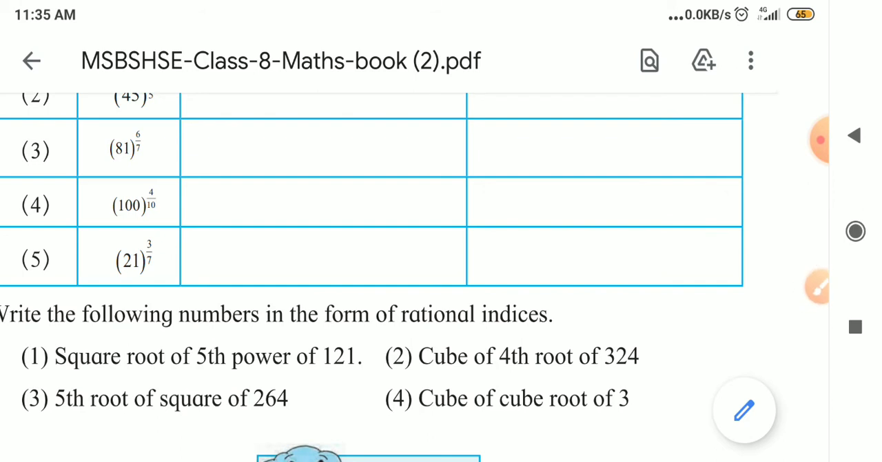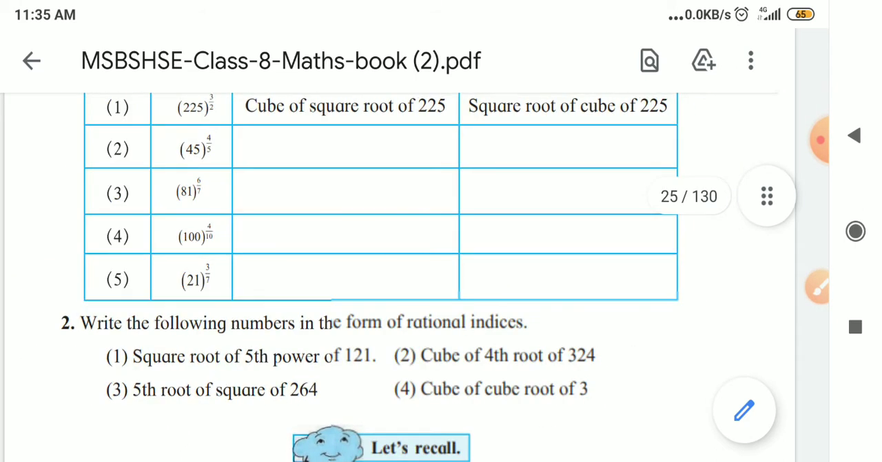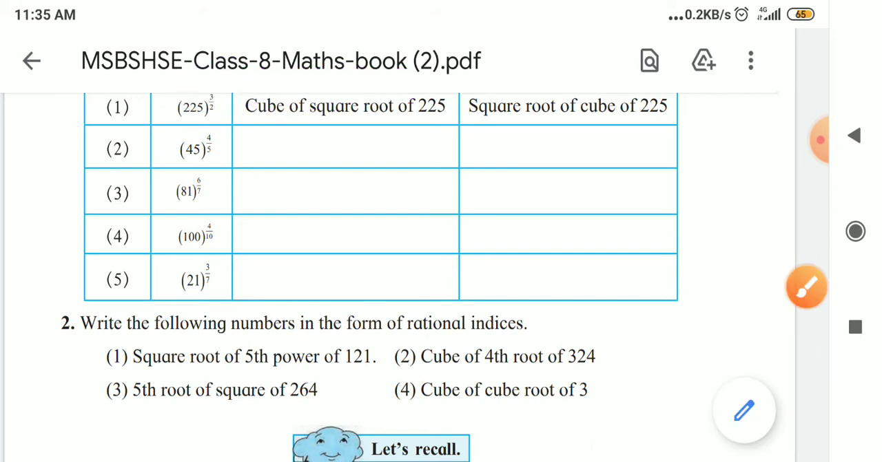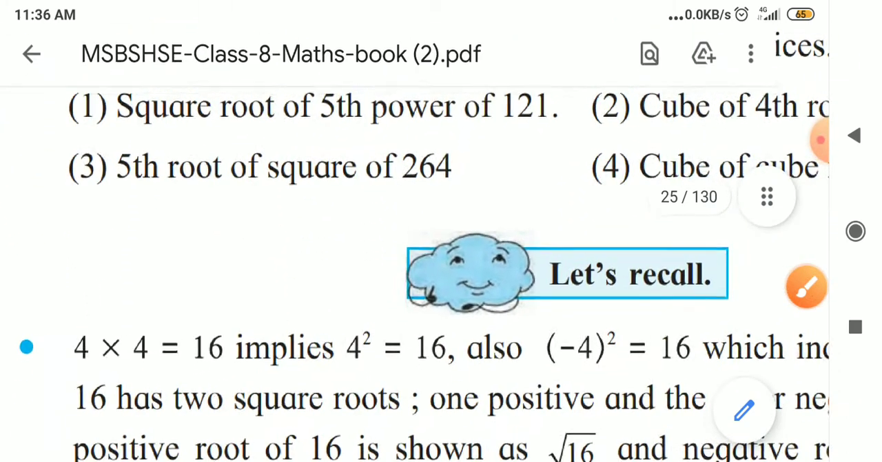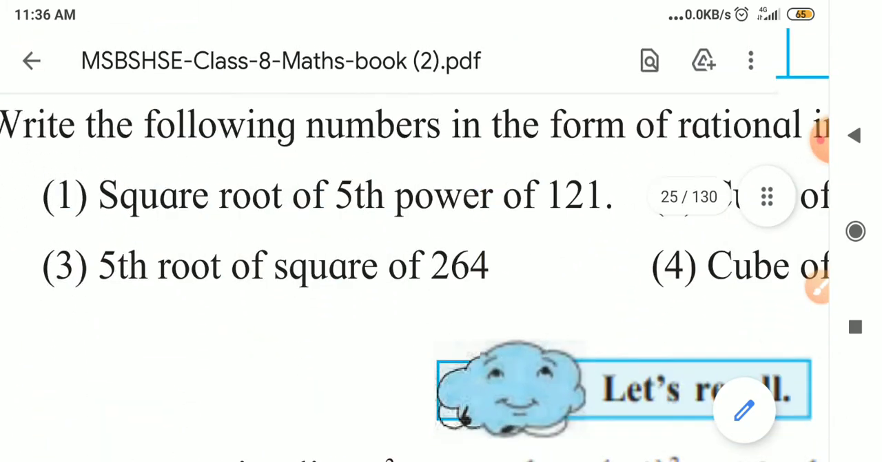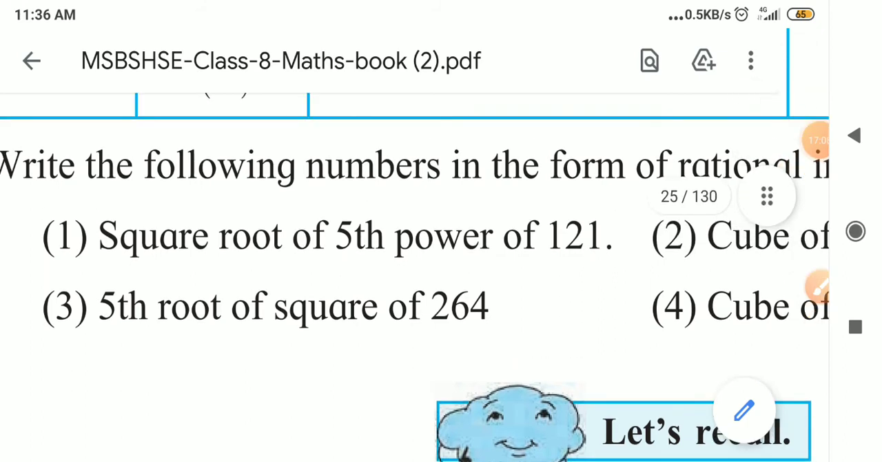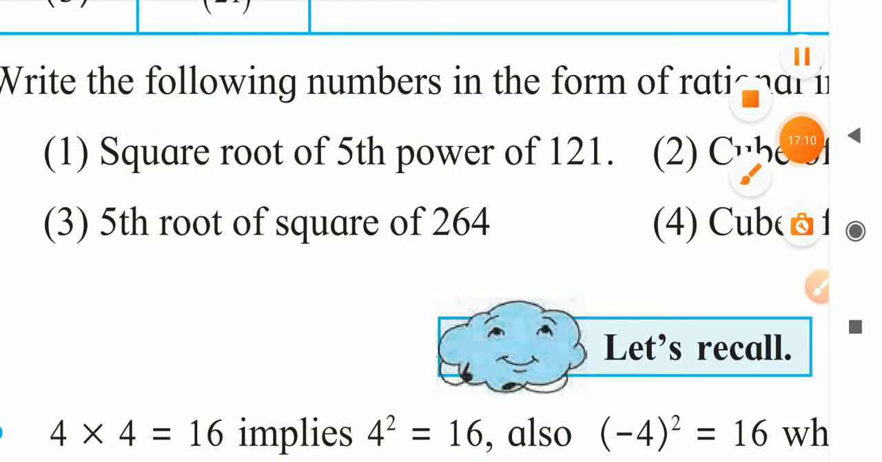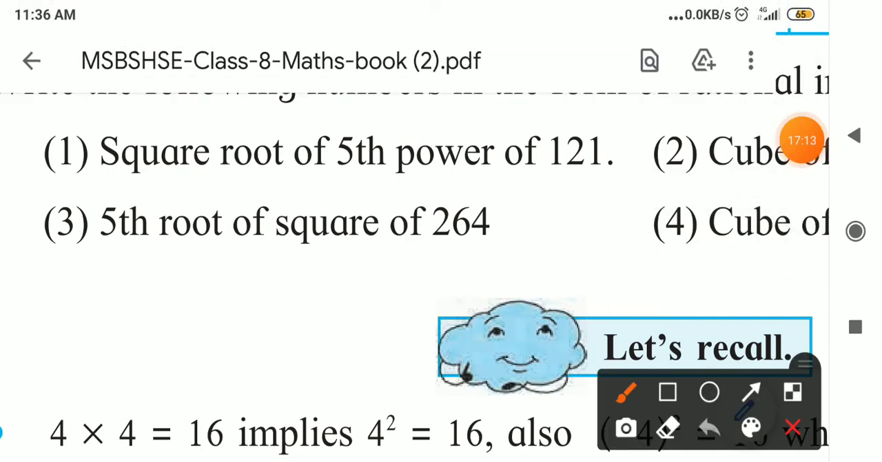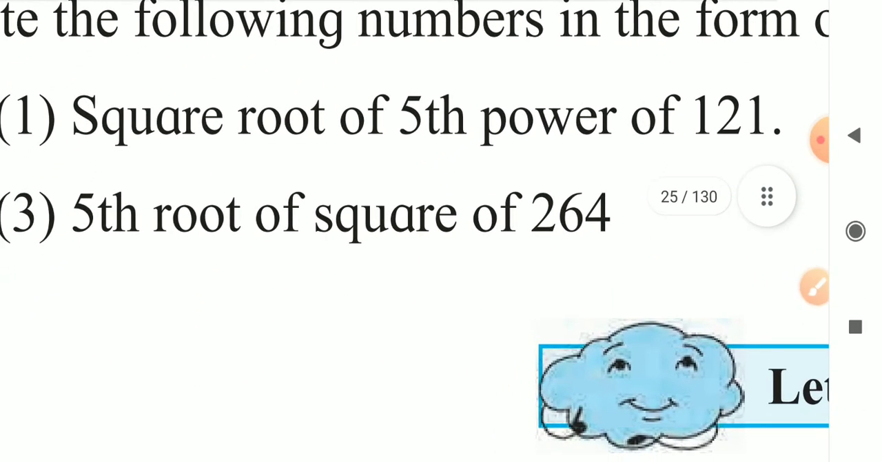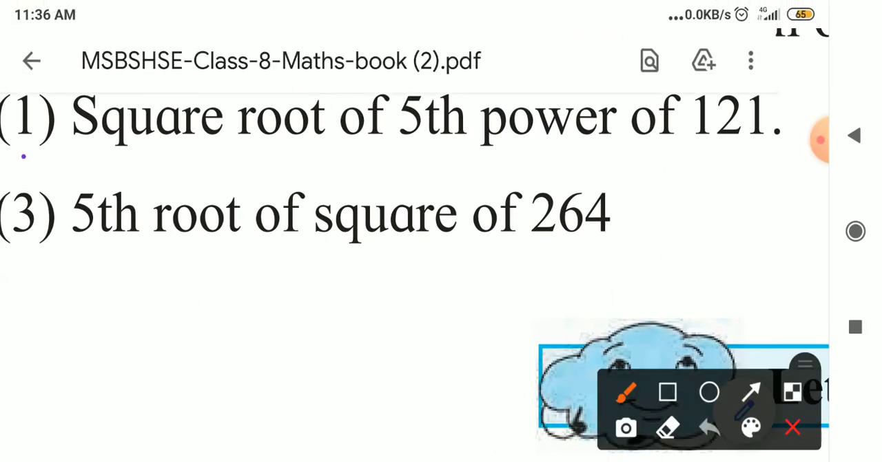Okay. Next: write the following numbers in the form of rational indices. Wordings are given to us, and from these we have to write the index form. So this also you can easily solve. When such a type of example comes, first of all write down 121. This first question I am solving: the square root of the 5th power of 121.